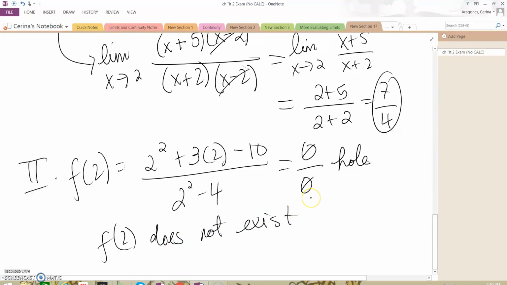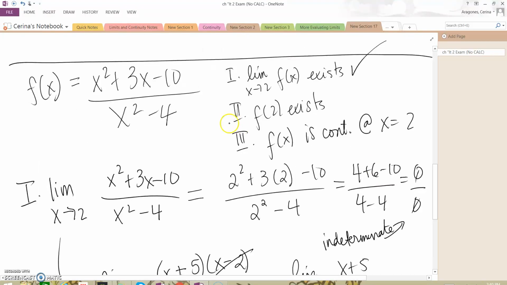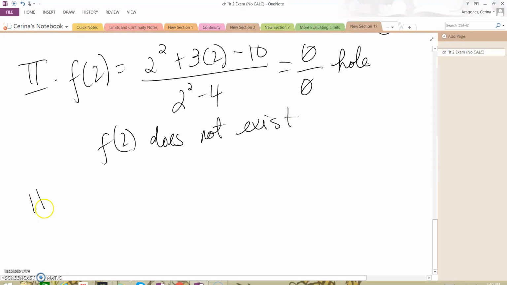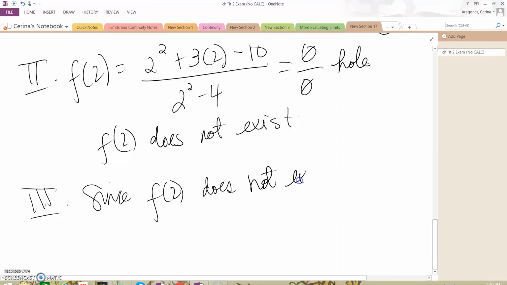So the second statement is false. The third statement is obviously false because f of 2 does not exist. That's one of the conditions of continuity, that there's a value at that x value. There's a y value at that x value, and here there is not.